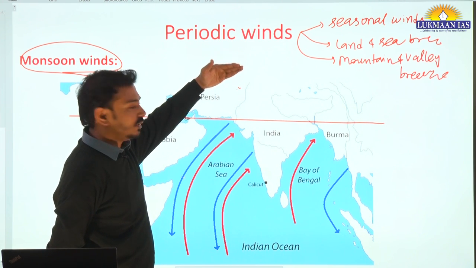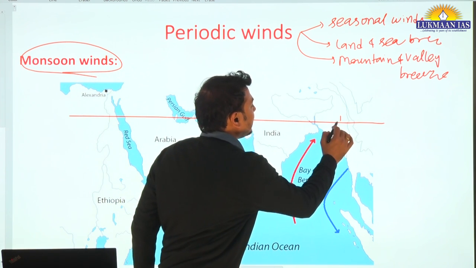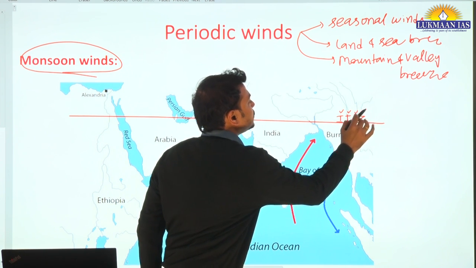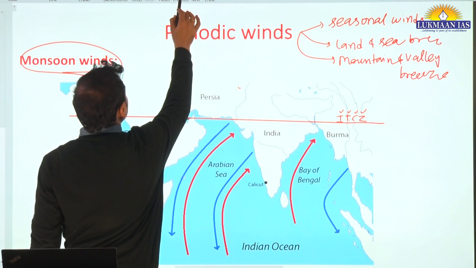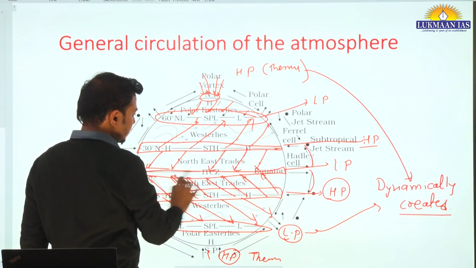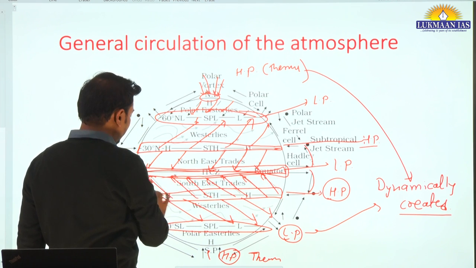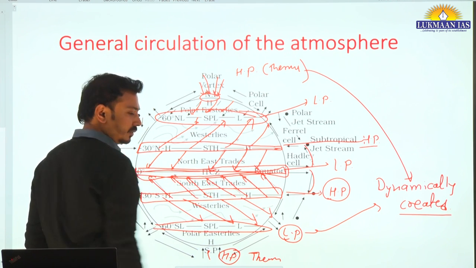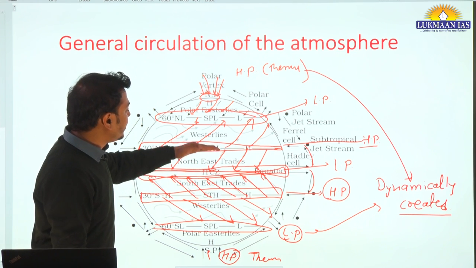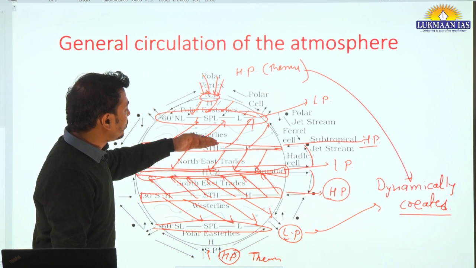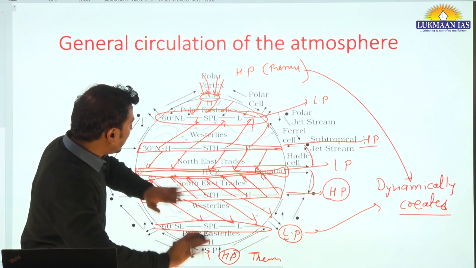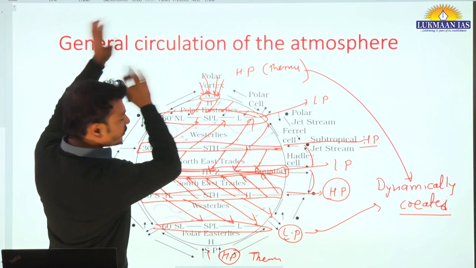ठीक है, तो इससे क्या हो रहा है? ITCZ यहां पे आ गया. ITCZ क्या है? इंटर ट्रॉपिकल कन्वर्जेंस जोन. I will explain that here. इंटर ट्रॉपिकल कन्वर्जेंस जोन यहां पे दिया है ना, ये ITCZ 5 डिग्री नॉर्थ 5 डिग्री साउथ ऑफ इक्वेटर. Now during the summer, as there is apparent movement of sun towards the north over the Tropic of Cancer, all these pressure belts and all this planetary wind circulation shift to the north.